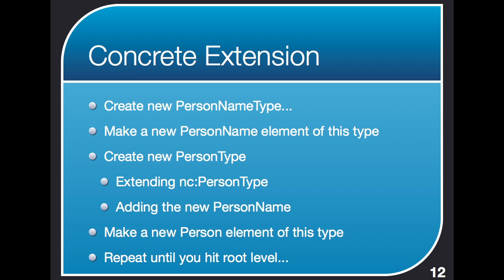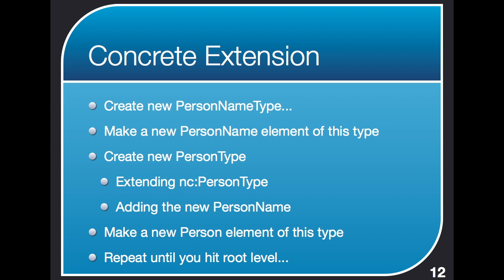But if we don't want to use implied substitution groups, and there are development environments in which you can't use substitution groups, well, then we have a problem, because things of person type don't hold our new person name. So that means we have to make a new person type, extending NIEM core person type, and adding our new person name to the new person type. And then we make a new person element.